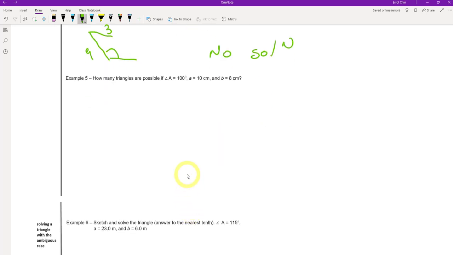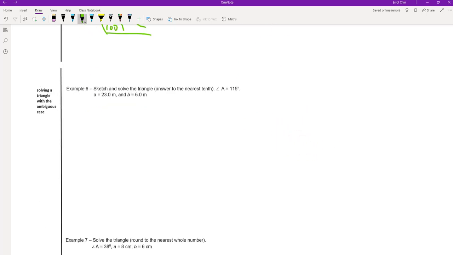The next one is how many triangles are possible when A is 100, a is 10 and b is 8? So I'm going to draw my ASS again. So here's my ASS. This is 100. I'm going to write it here. I know I couldn't do it earlier. b is 8. And this time it's 10. a is 10. Hey, look at that. This is longer than this. So right away we know it's one solution. Okay? Hopefully that's obvious.